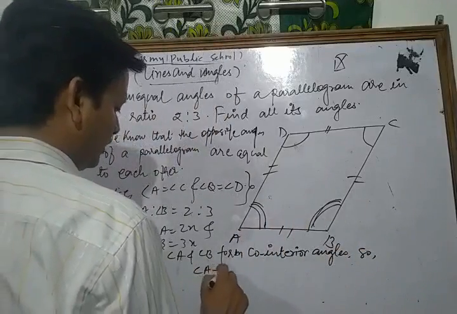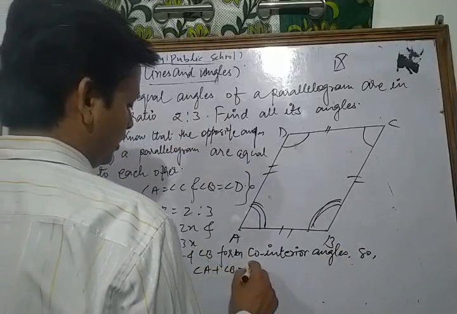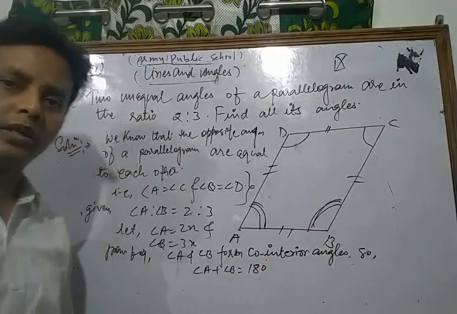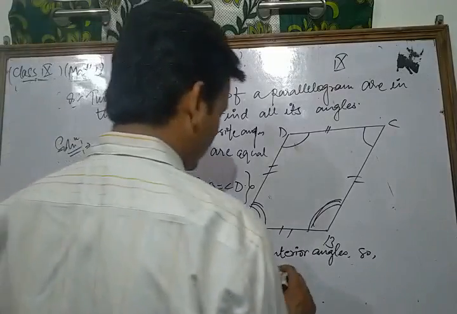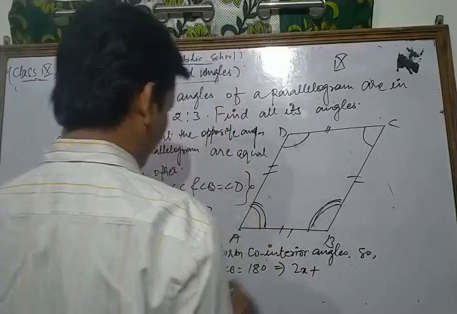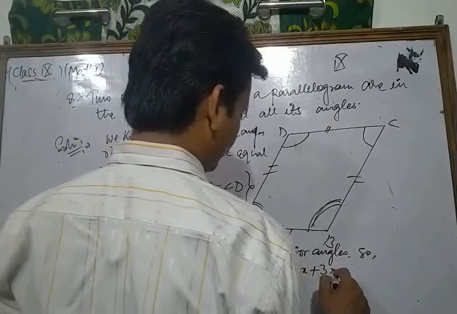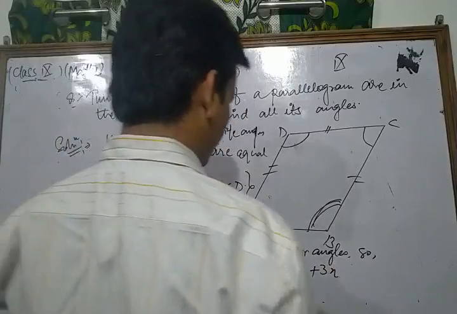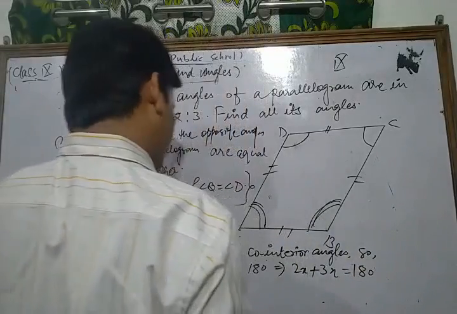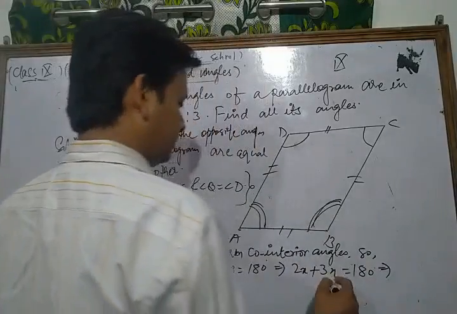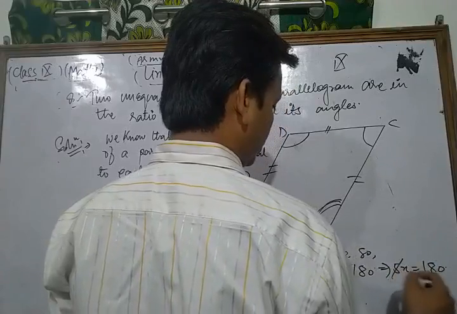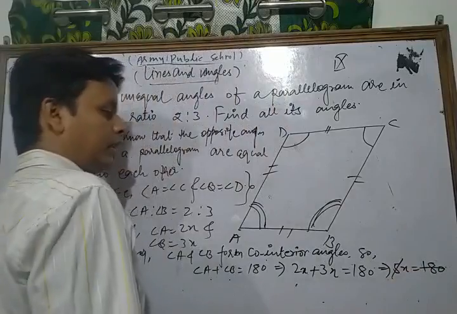So angle A plus angle B is what? 180 degrees. Now we put the value of angle A as 2x, and the value of angle B as 3x, which is equal to 180 degrees. So we get 5x is equal to 180. Now x is equal to what? 180 divided by 5.